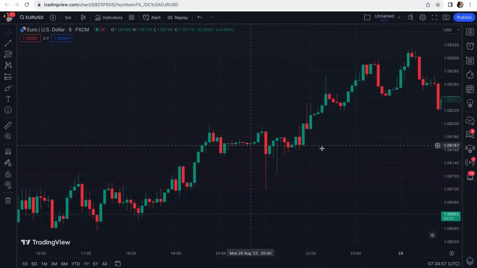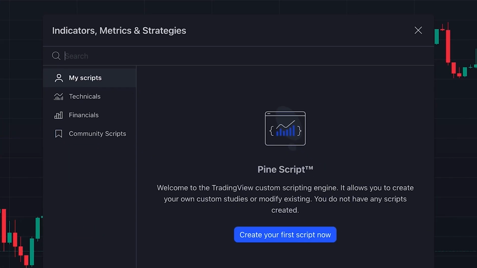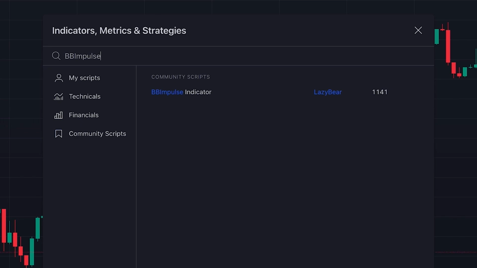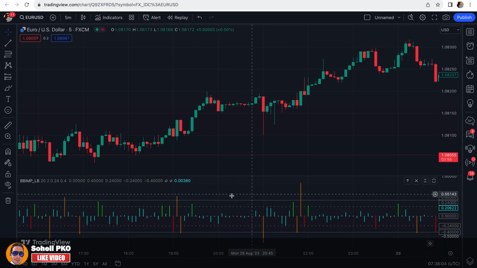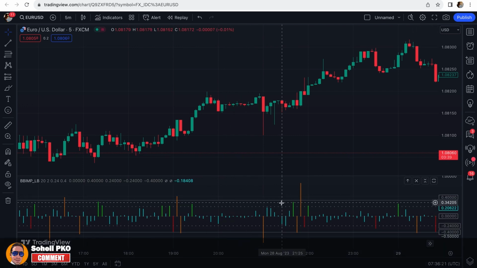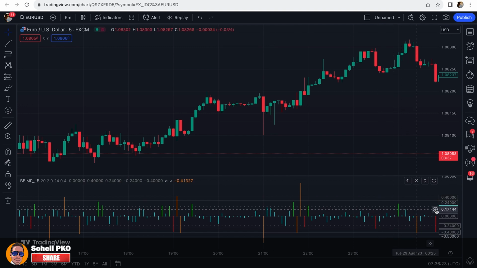To add this amazing indicator to our chart, here we click on indicators and we search BB Impulse, this one, which is written by Lazy Bear. Alright, this is the indicator, and as you can see, it's added here below the chart in the form of a histogram that is moving above and below the center line, which is 0.